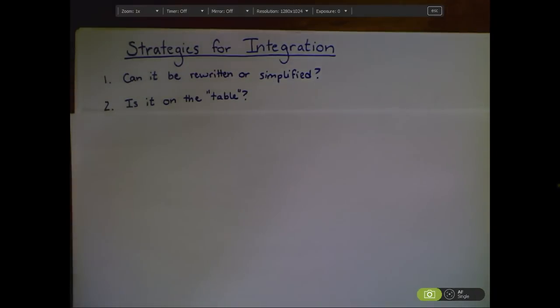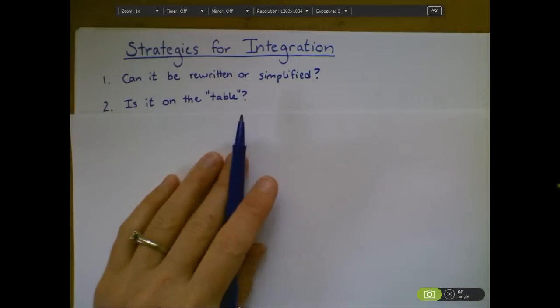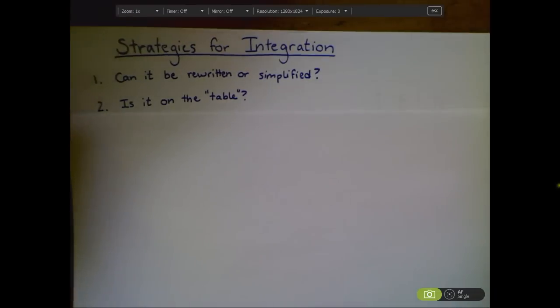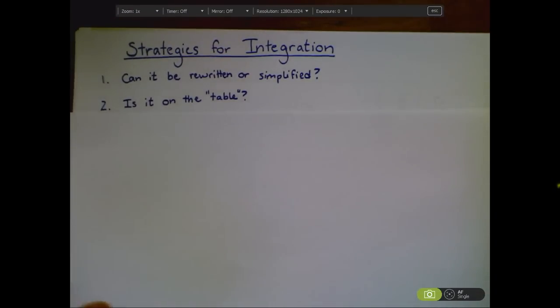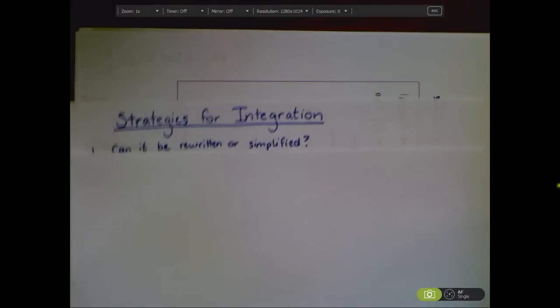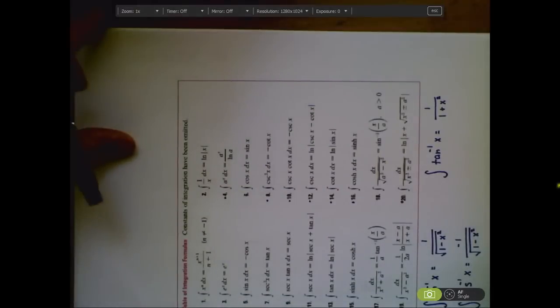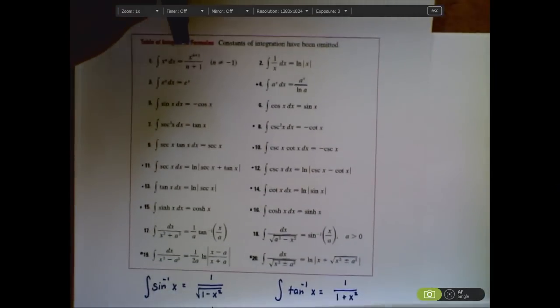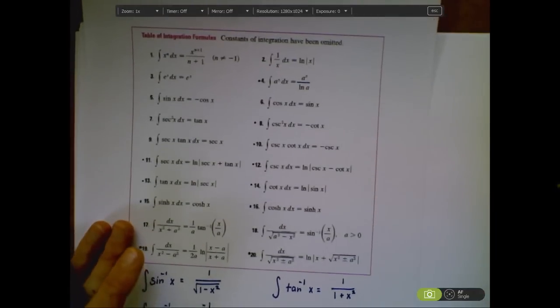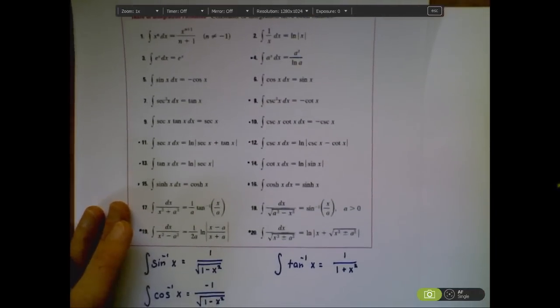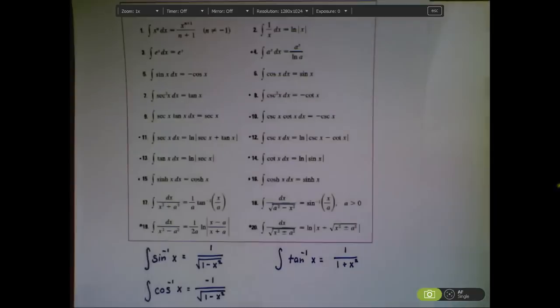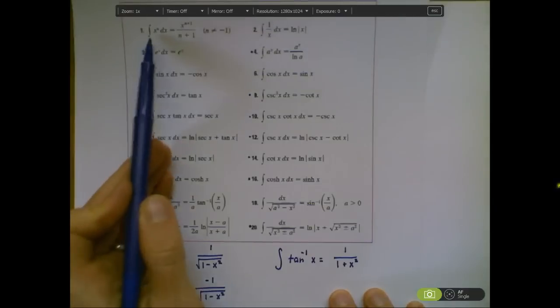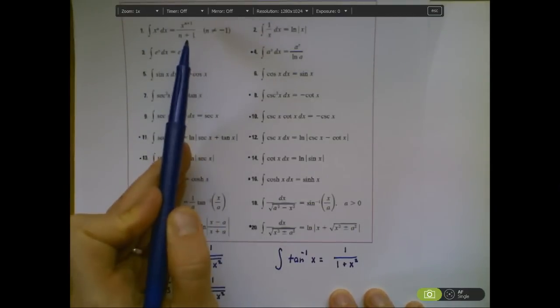The next thing is to say, is it on the table? Meaning, there's a set number of sort of integral facts that are important to keep track of, and I printed out a table that was found somewhere. You can take a screenshot of that, or you can look it up on an ebook. Some of these, it looks like a lot, right? But some of these are things that we already know. This is just power rule, that I raise the power and divide by that power.